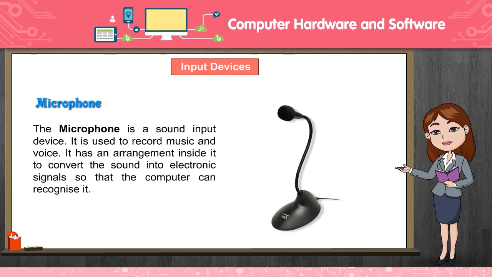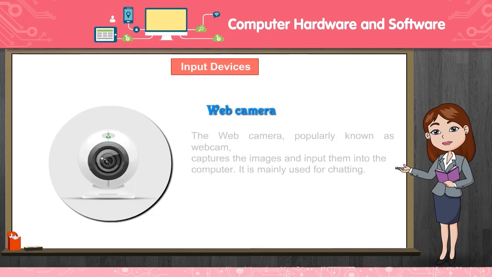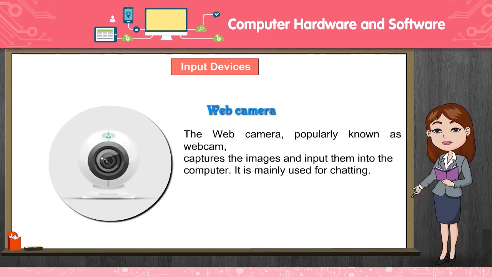Microphone. The microphone is a sound input device. It is used to record music and voice. It has an arrangement inside it to convert the sound into electronic signals so that the computer can recognize it. Web camera. The web camera, popularly known as webcam, captures images and inputs them into the computer. It is mainly used for chatting.